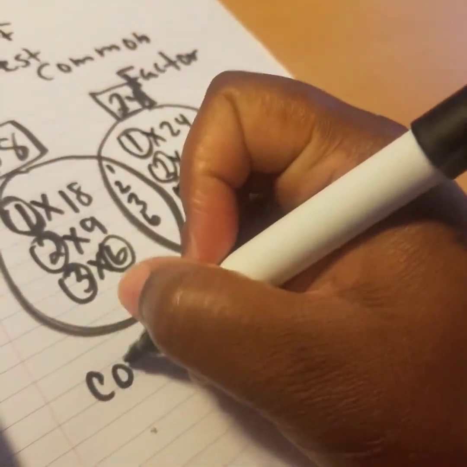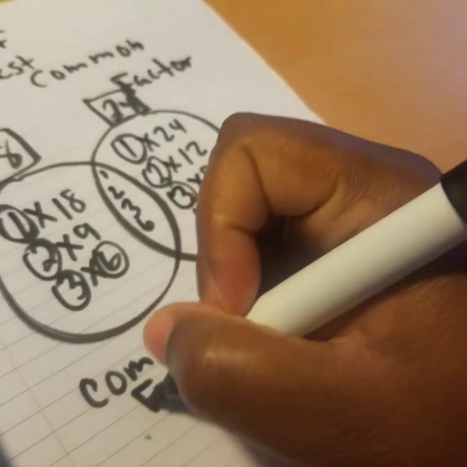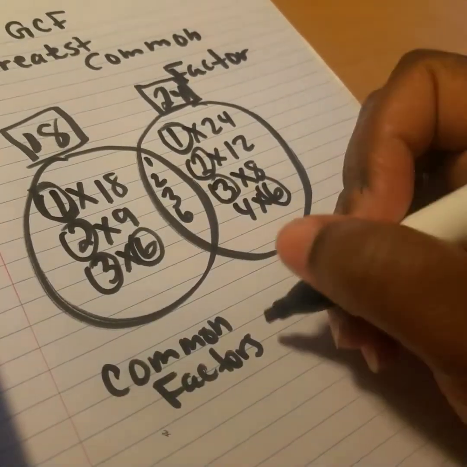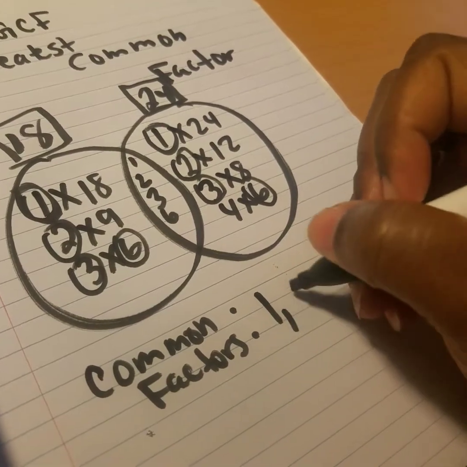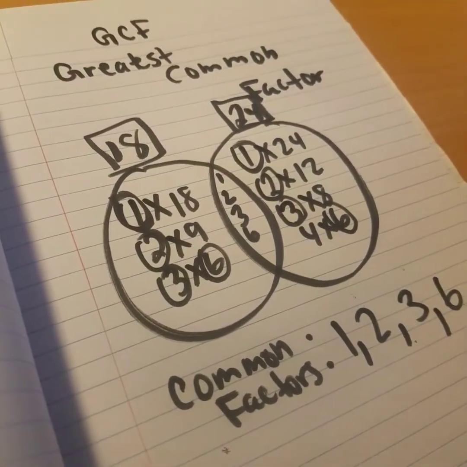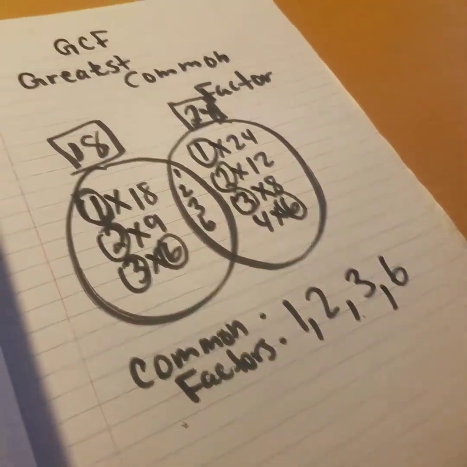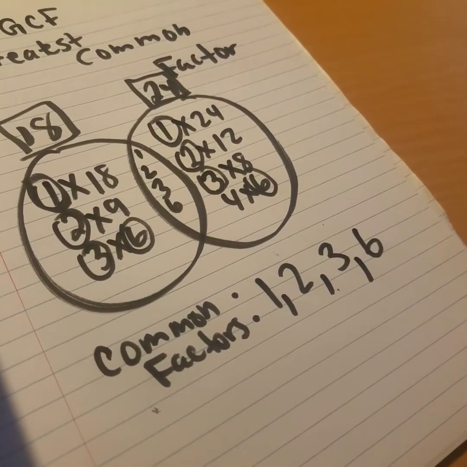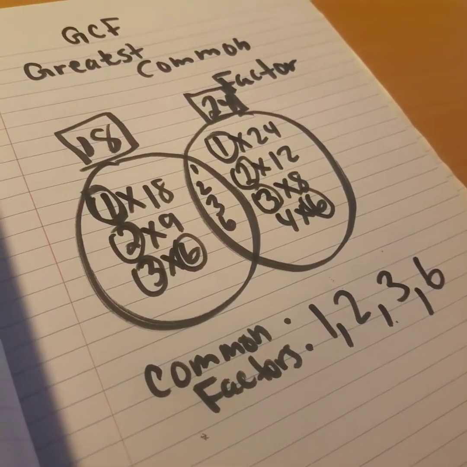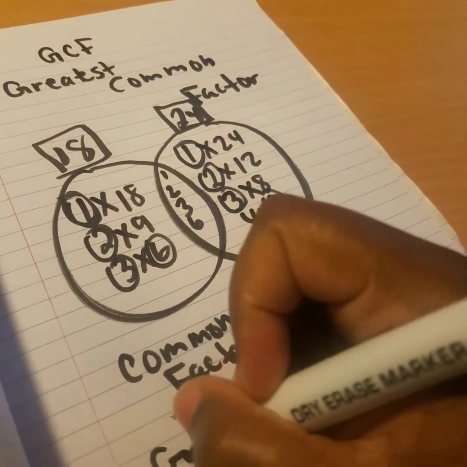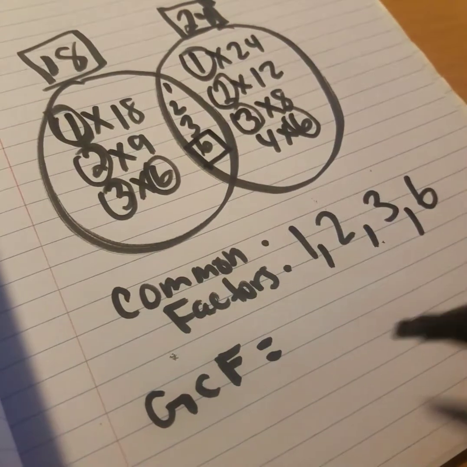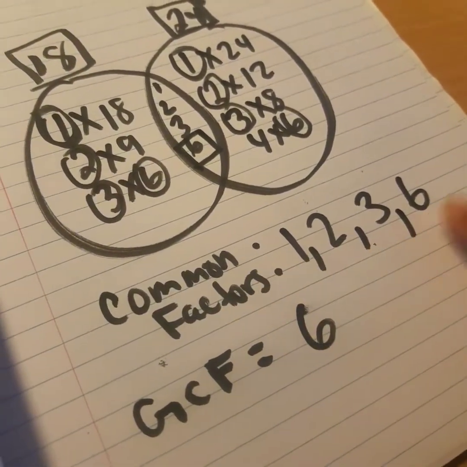So the common factors for 18 and 24 are 1, 2, 3, and 6. But our goal right now is to find the greatest common factor. So let's think about it. If we're looking for the greatest common factor, obviously we're looking for the factor that they have in common that is the largest number. So our GCF, or greatest common factor, would be 6, because 6 is the largest out of all of the factors that they share in common.